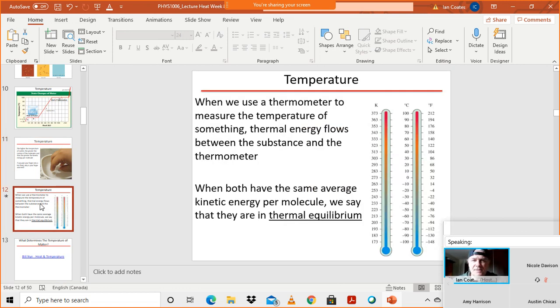What else we got? When we use the thermometer to measure the temperature of something, thermal energy flows between the substance and the thermometer. Of course it does. When both have the same average kinetic energy per molecule, we say that they are in thermal equilibrium. Ooh, there's a good little word for a test.